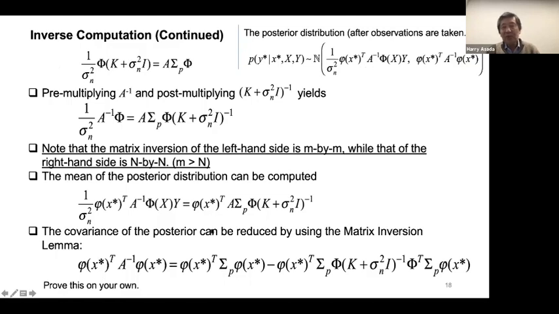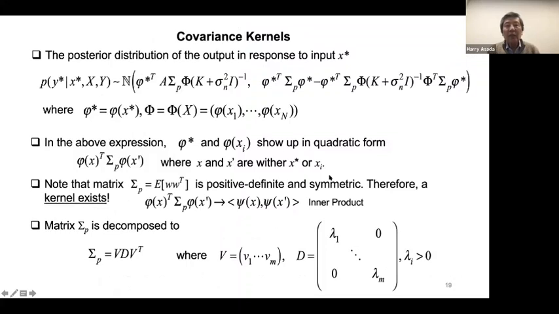Let me just show the end result alone. This is nothing but the matrix inversion lemma. It turns out that two terms come out, and it has a pretty clear physical sense here. But the more important point is basically the kernels involved in this expression.